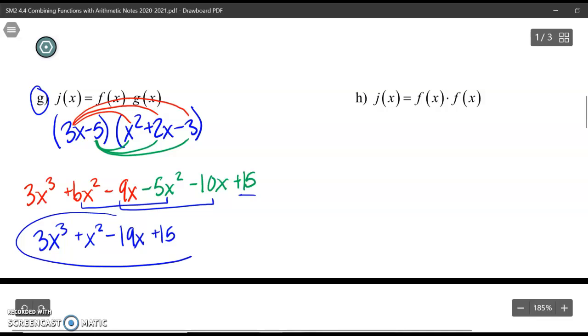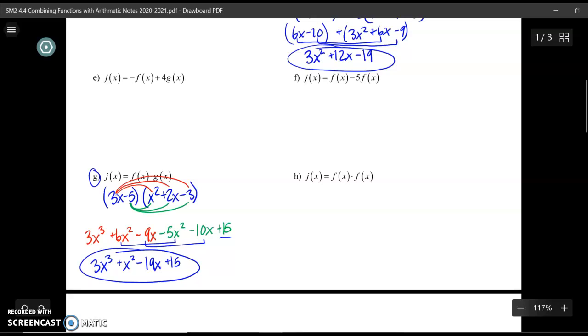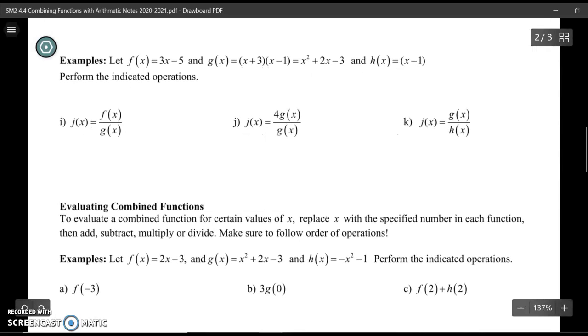So that one has an extra step in it, but it's not too bad if you just take it one step at a time. Okay, that's kind of a glance at what we would do if we were adding, subtracting, and multiplying these kinds of polynomials and functions together. Next, let's take a look at what happens when I start dividing.